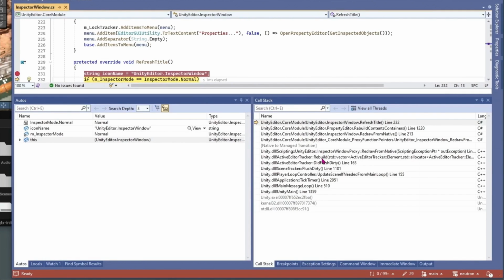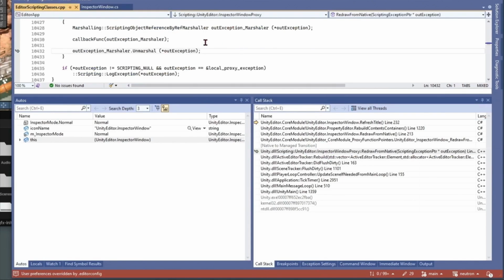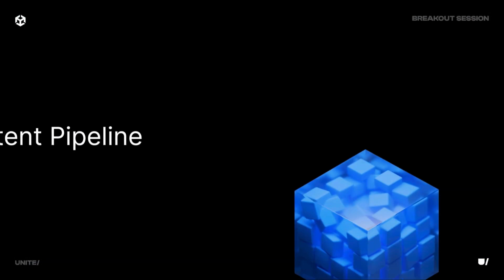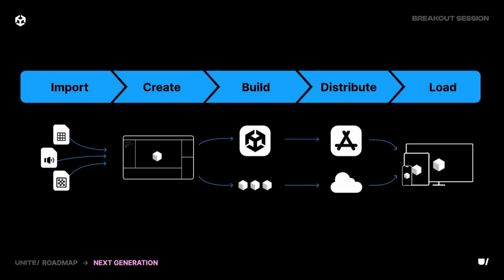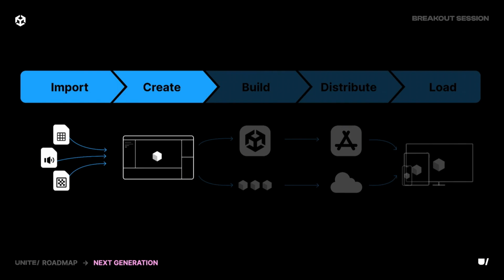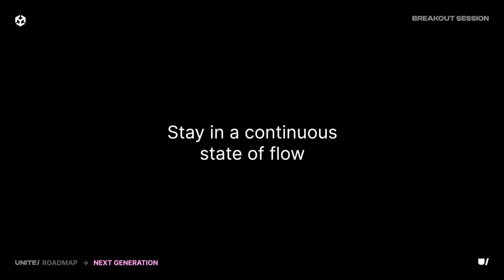So with that, let's talk about another big change we're making, this time to our content pipeline. Just as important as reducing iteration is how we work with your content. Unity's content pipeline manages the life cycle of content from import all the way through to the point it is loaded in your game on device. Today, we're going to share one of the changes we're making to Unity's content pipeline: how and when content is imported.